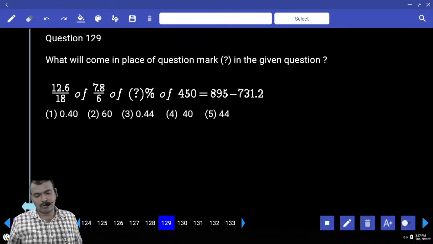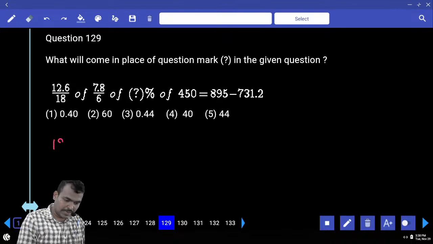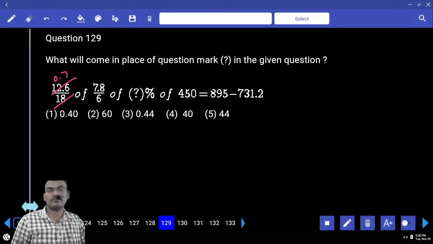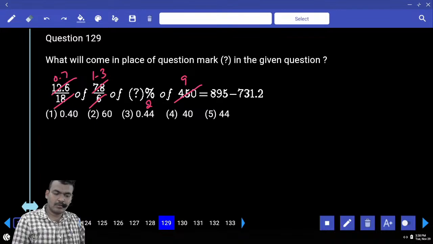12.6/18. Question number 129, please have a look. 12.6/18. This is what I wrote: 126 by 18, directly written. 18 how many times? 0.700. 6 how many times? 1.3 times or not? Okay. 50 how many times? 450. 9 times. 50 how many times? Percentage? 2 times or not?